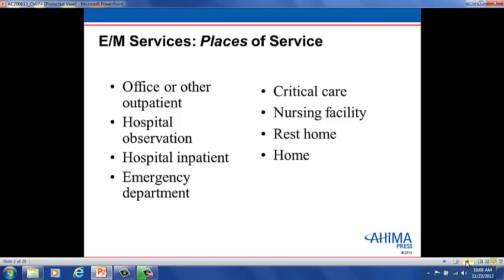E&M services place of service. As noted prior, it's office or outpatient, hospital observation, which is different from a hospital inpatient. You could code for the E&M service in the emergency department, or in critical care, a nursing facility, a rest home, or even a home visit.